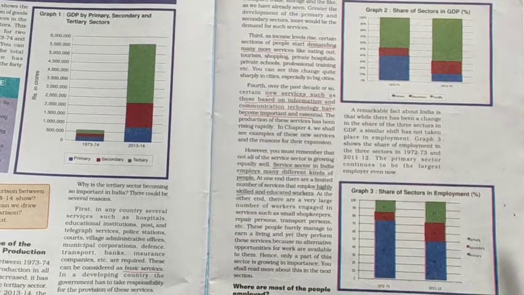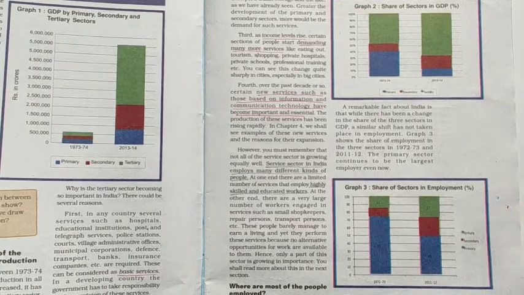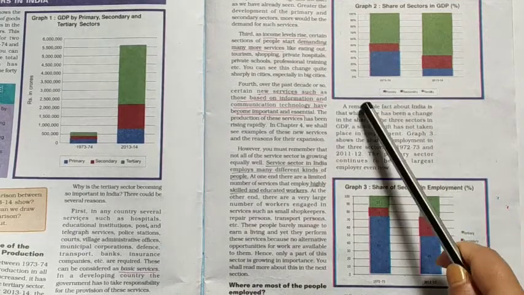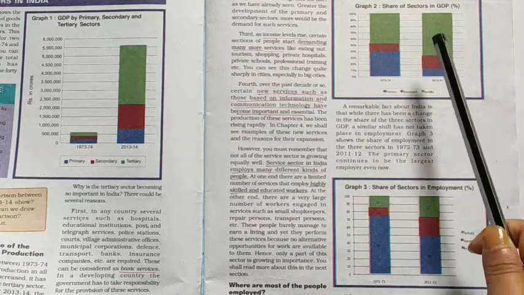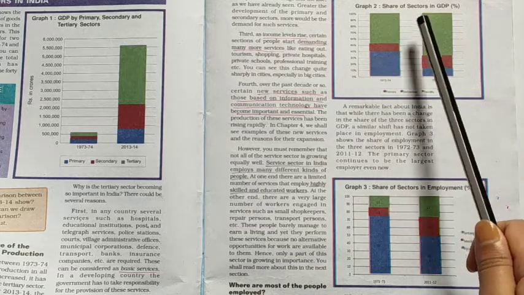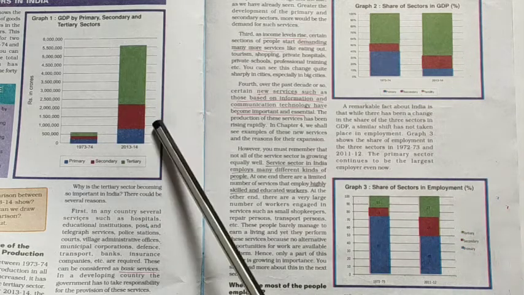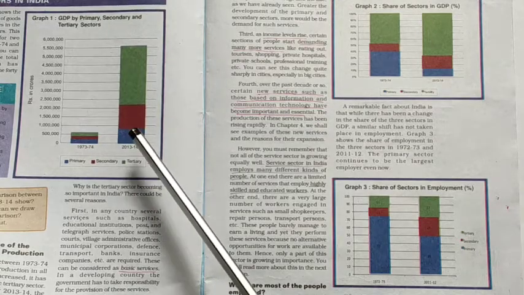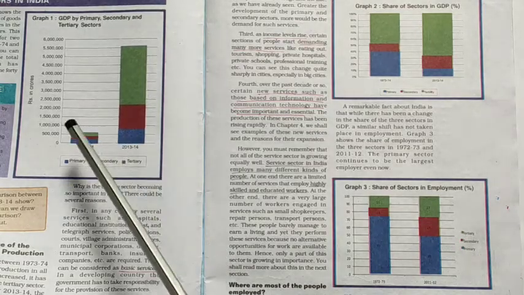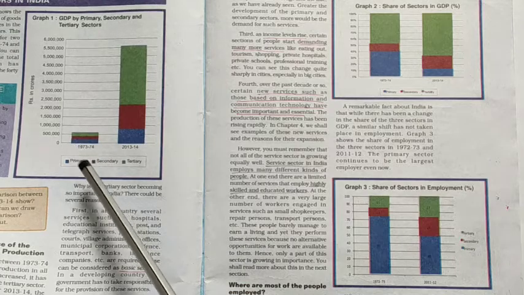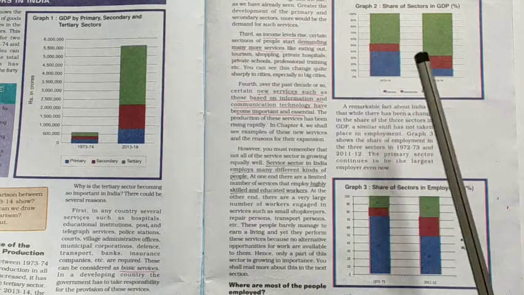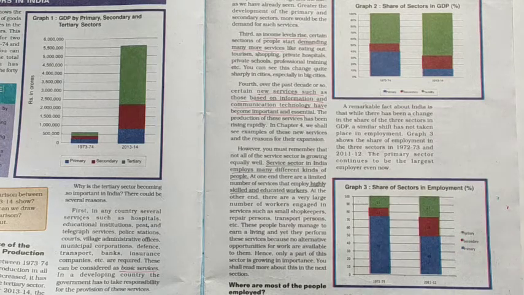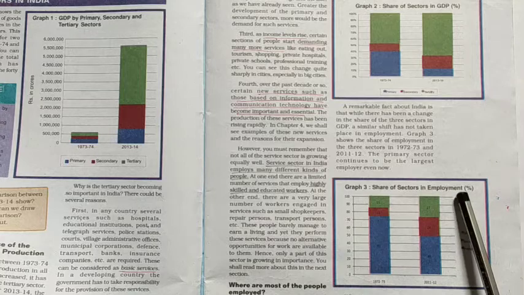Now look at graphs 2 and 3. Graph 2 presents the share of sectors in GDP in percentage. Graph 1 also showed the GDP by 3 sectors, but it was in rupees, not in percentage. But here, to understand the condition of the people that are employed, it has been taken in percentage form. Okay. So in graph 3, the share of sectors in employment is given, that too in percentage.